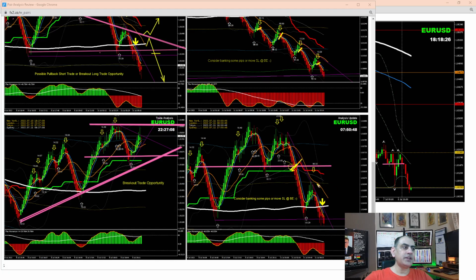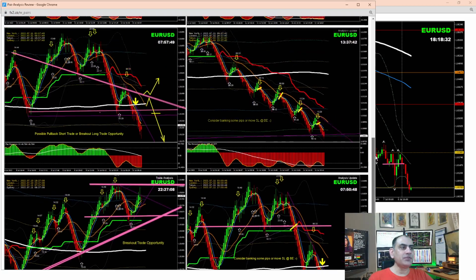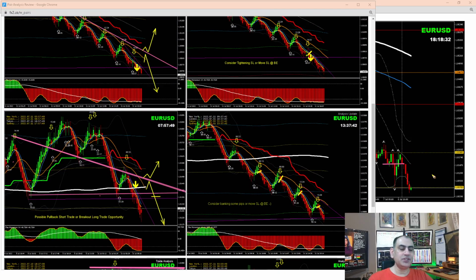And after the breakout, you can see here another beautiful pullback. And at the London morning session, just before my analysis, I told my traders to consider banking some pips and let's see if we can get another pullback. So once we bank some profit, we have, as mentioned here, look at this one.